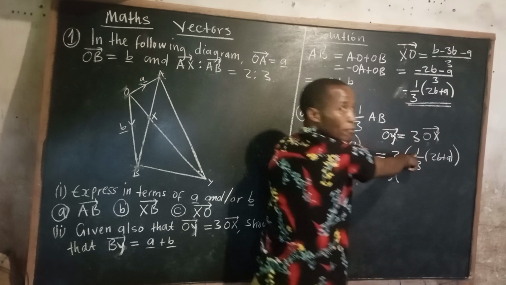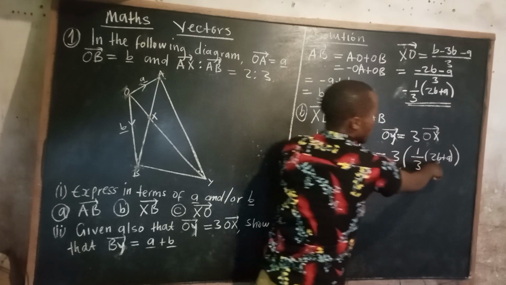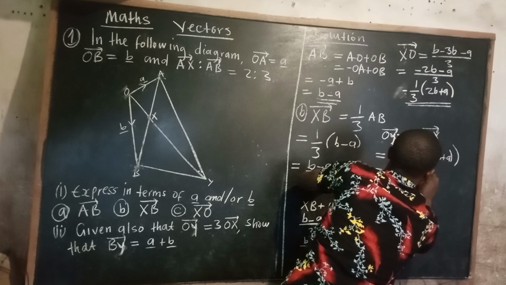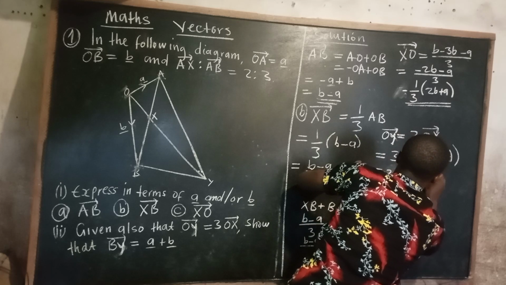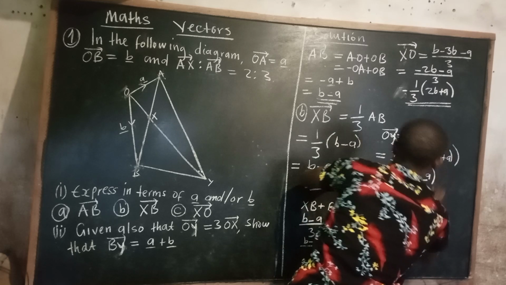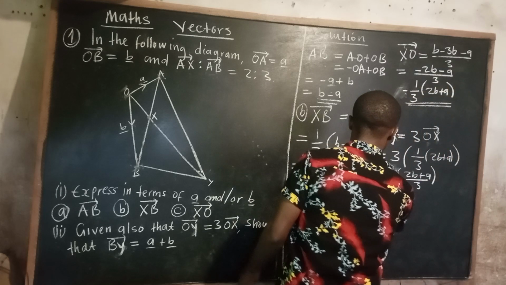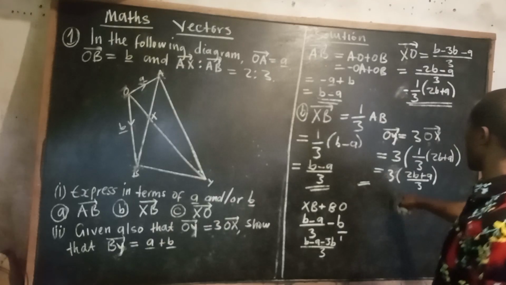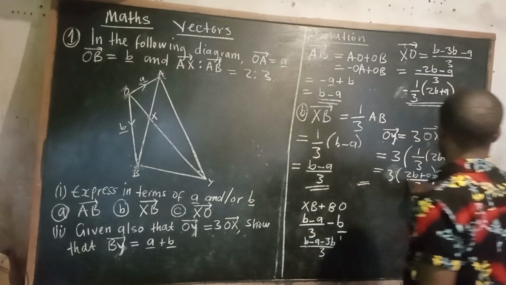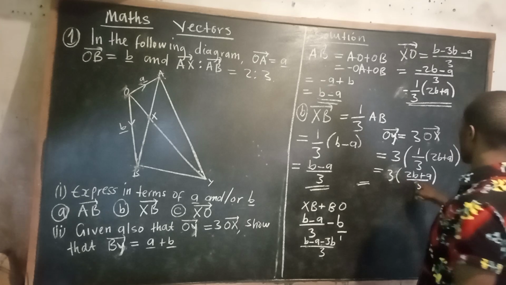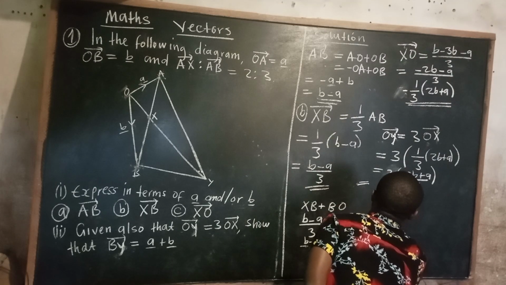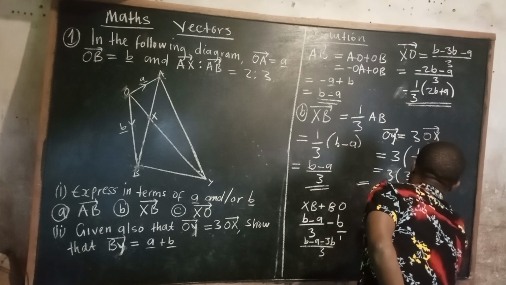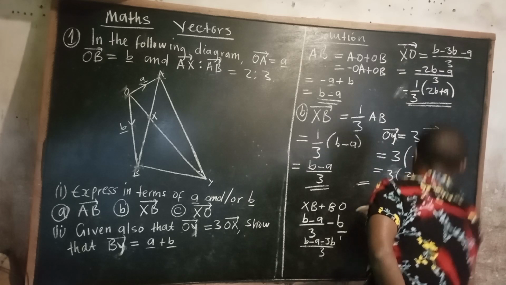From there now, we can simplify. So we are going to say 1 times everything there. 1 times 2b plus a is 2b plus a, over 3. From there again, we can simplify further by multiplying with the number outside, in this case 3. So 3 times 2b, we are going to have 6b, then 3 times a, we are going to have plus 3a, over 3.